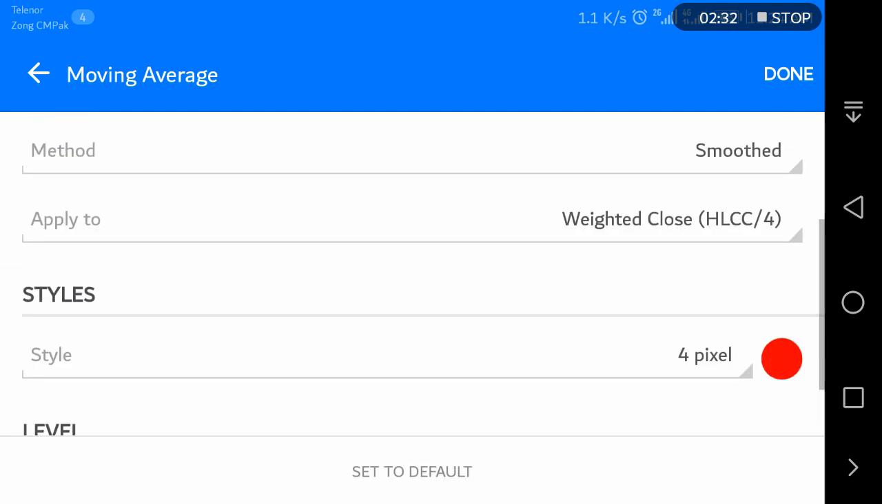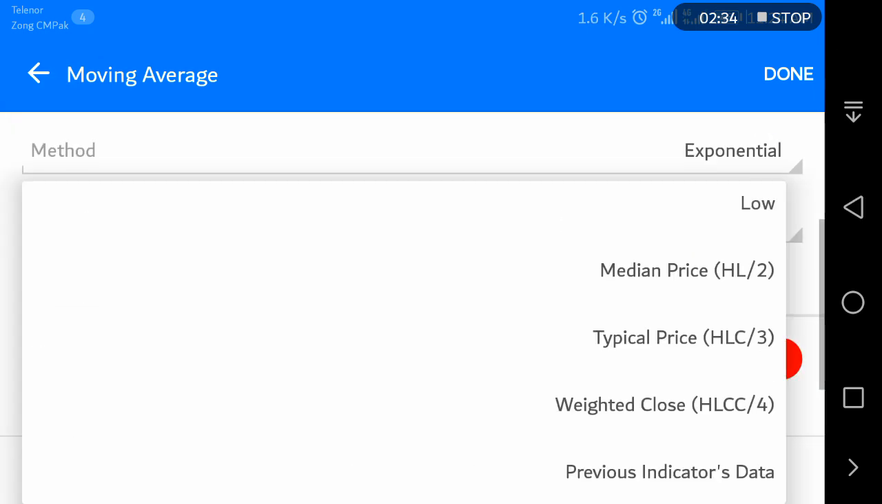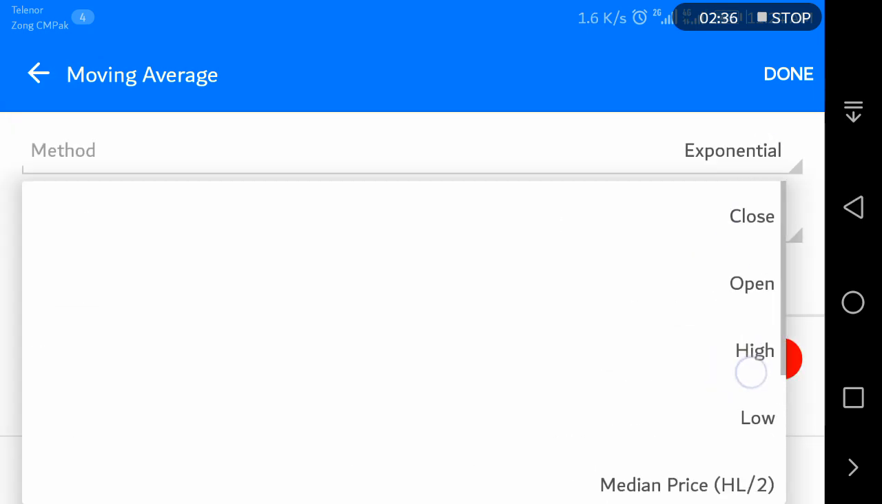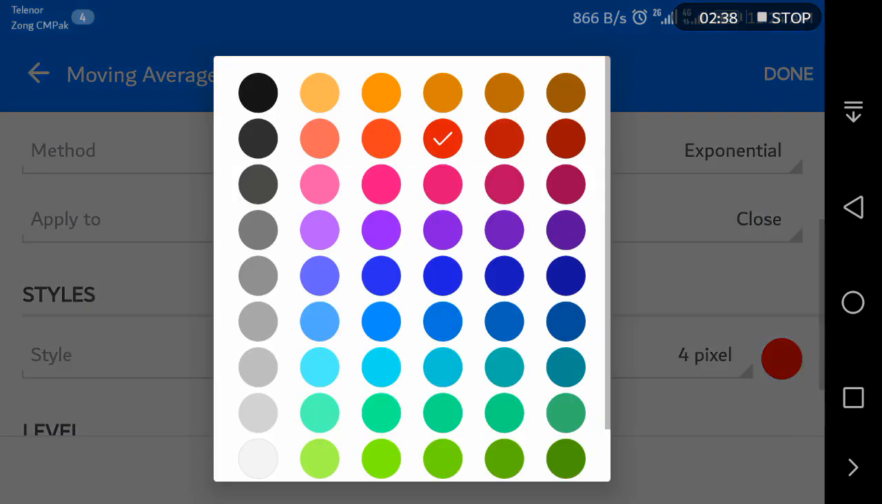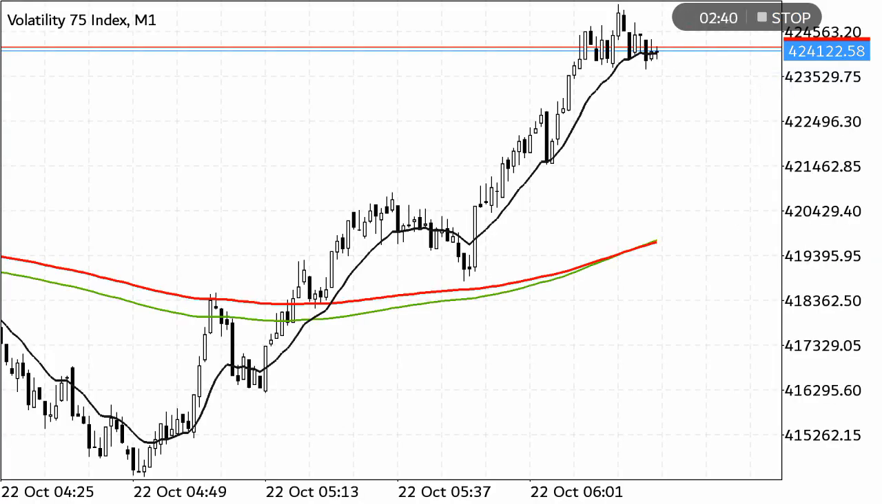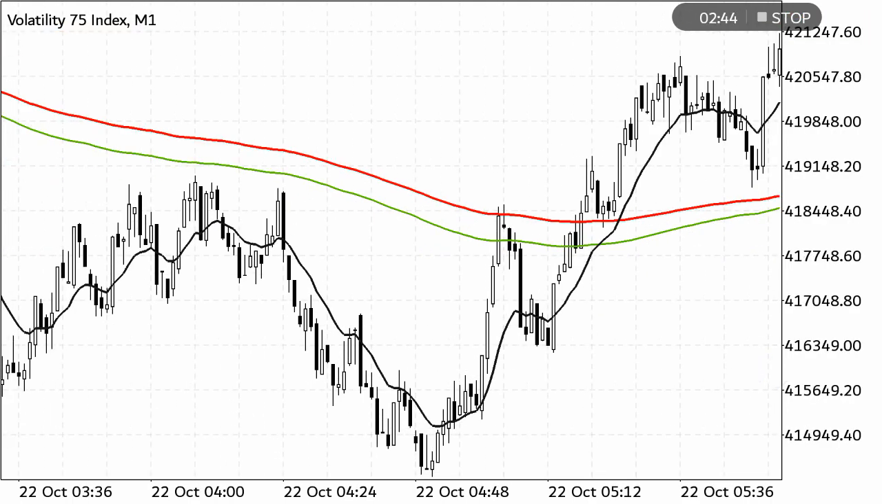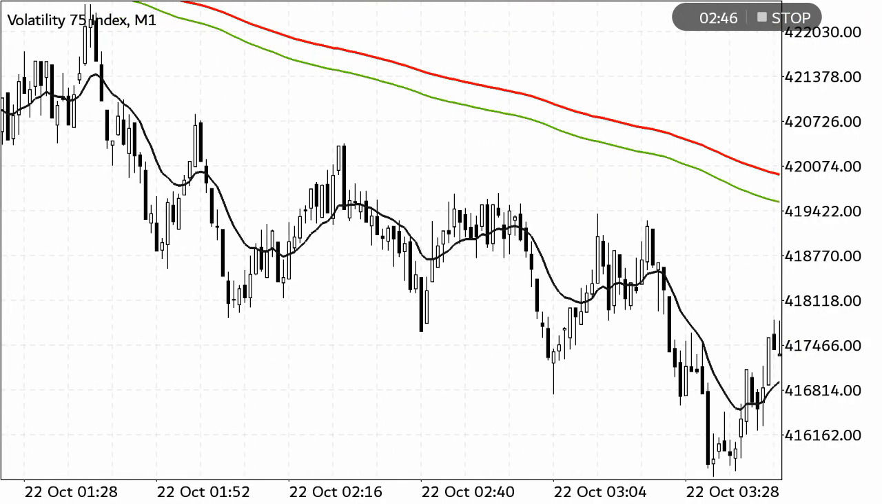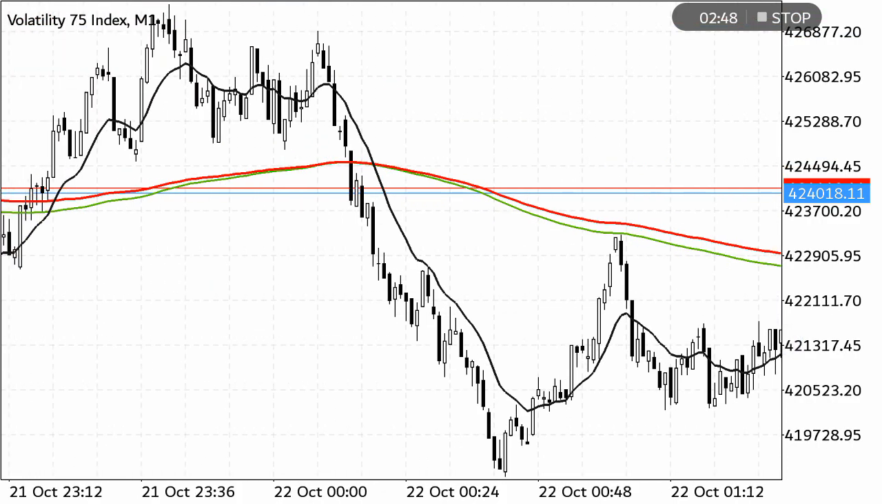Change the method to exponential, apply to close, and change the color. I will choose black because it is different. And look here guys, it's really very easy and very awesome. I just tested this strategy. It is going to help us make pips continuously.